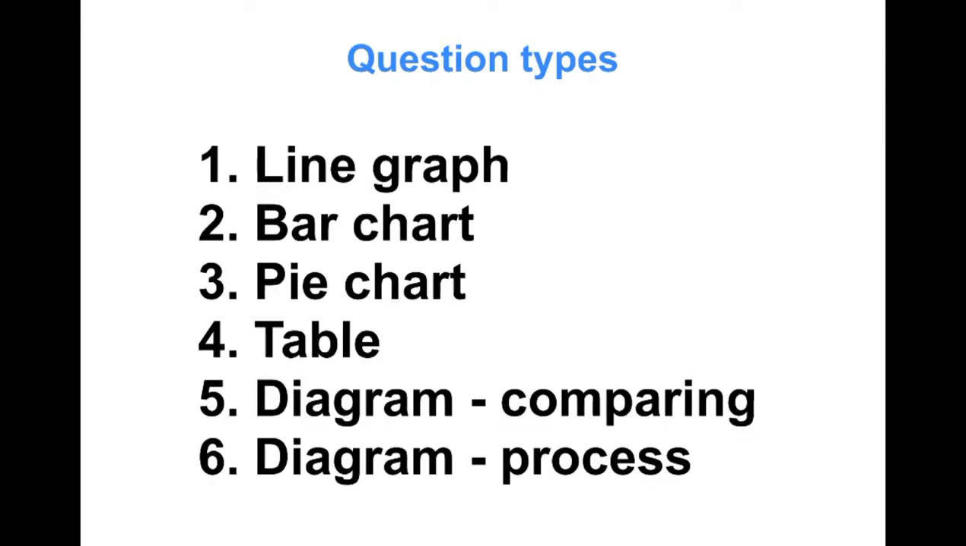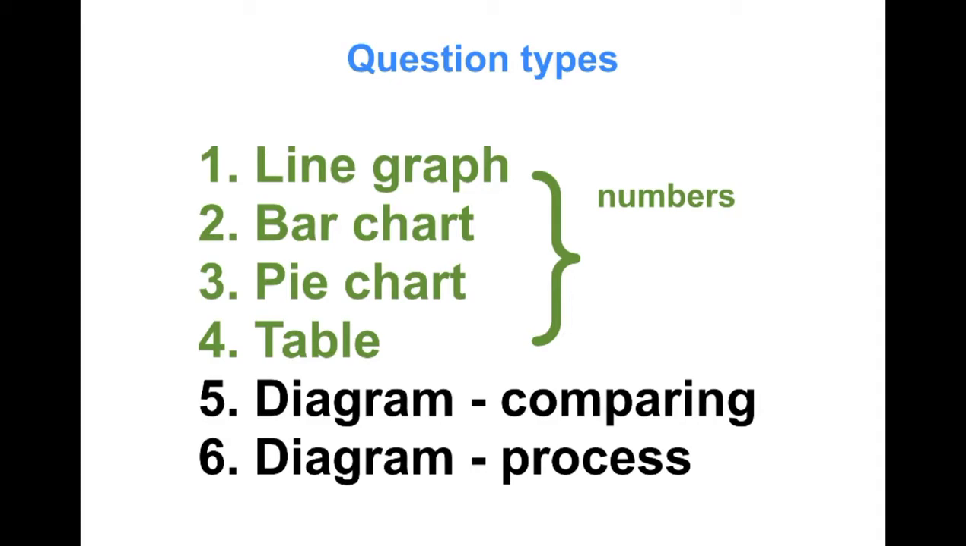I said we were going to look at the 6 question types for Writing Task 1. So here they are. Line graph, bar chart, pie chart, table, a diagram that's comparing things, or a diagram that's showing a process. I consider a map to be a type of diagram, so maps are included in either number 5 or number 6. Now I always ask my students, what do numbers 1 to 4, line graph, bar chart, pie chart and table have in common? I've highlighted those 4 in green because they're very similar. The answer is that they have one thing in common, which is that they all show numbers.